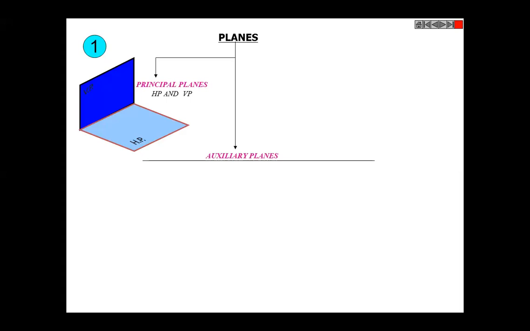Then we have auxiliary planes. Auxiliary means imaginary. We are imagining some plane for our purpose, our easiness. It may not actually be available, but we can imagine that if the plane is here, then I can have this reflection on this plane. So we can have auxiliary vertical plane, auxiliary inclined plane, and a profile plane.